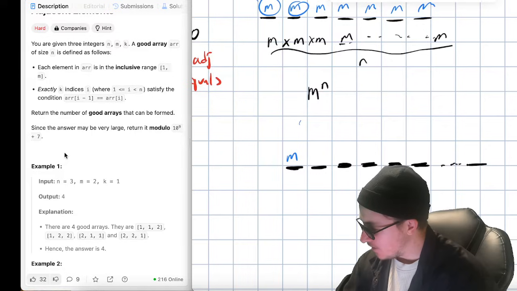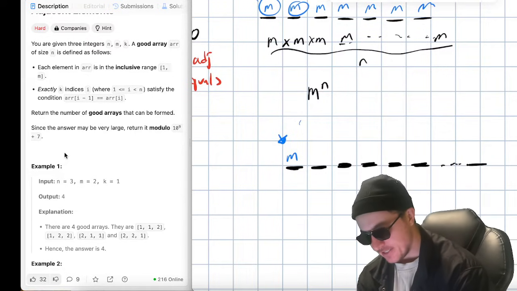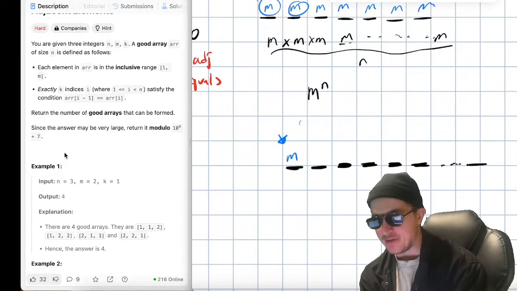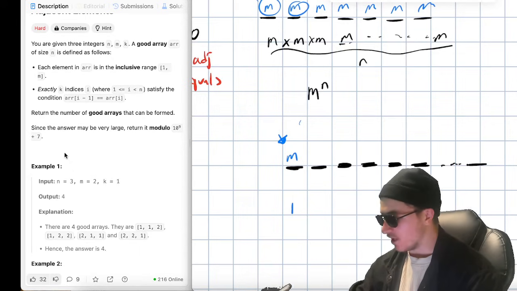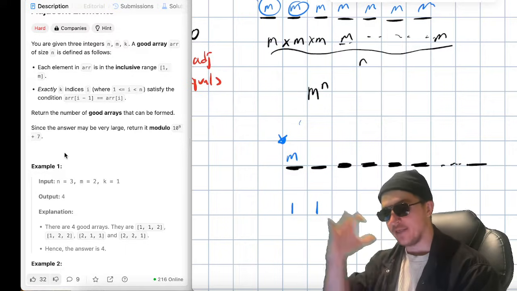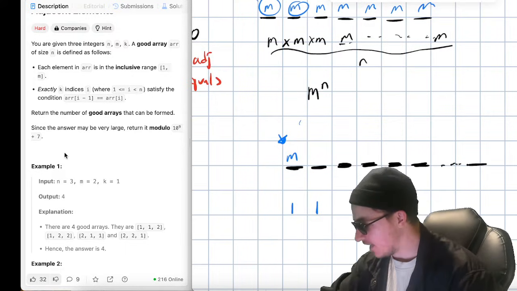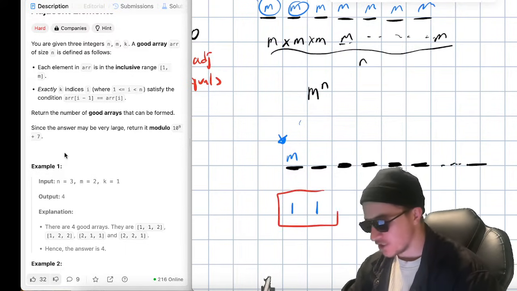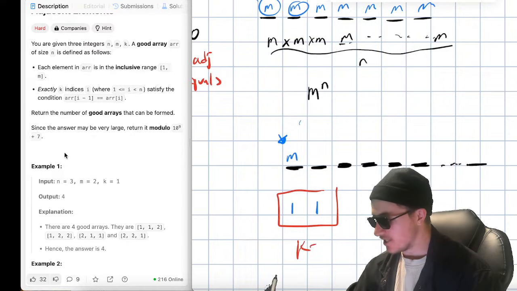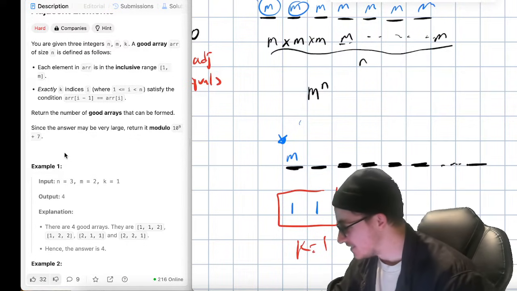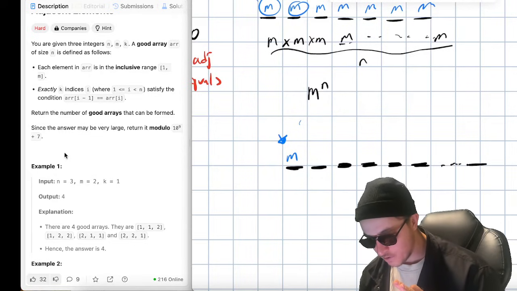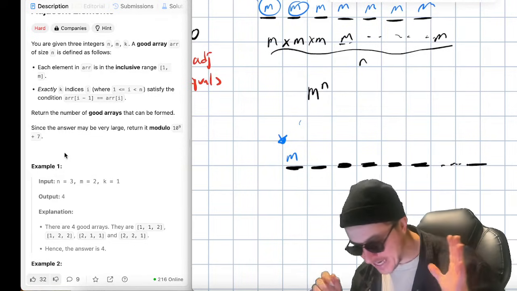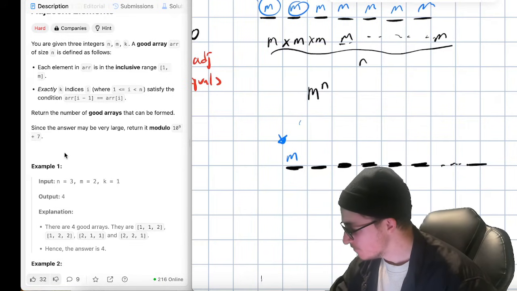Whatever element I put here in this first place, the next one can't be that. Because if I put a 1 in the first spot, I can put anything but 1 in the next slot. Because if I put 1 in the next slot, oh, well, look at this. They're equal to each other. That would mean that k equals 1 because there are 2 adjacent elements that are equal. So in order for there to be 0 adjacent elements that are equal, what does that mean? That means that this has to be m.